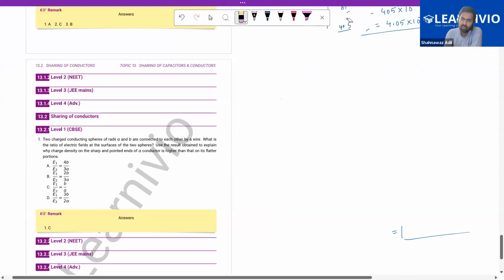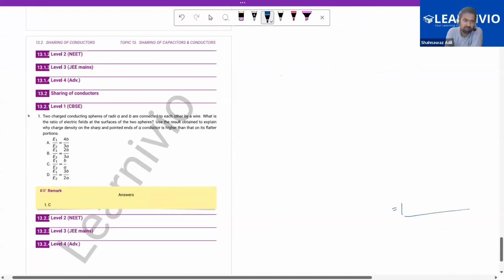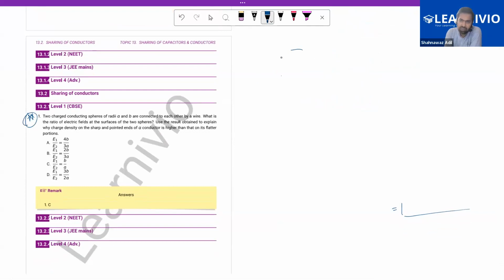So now we were talking about the sharing of capacitors. Now we are talking about the sharing of conductors. So in these type of question, this one is very important one. So there are two charged conductors, right? And they are connected by wire. And let's say it has some distribution and it has some distribution.